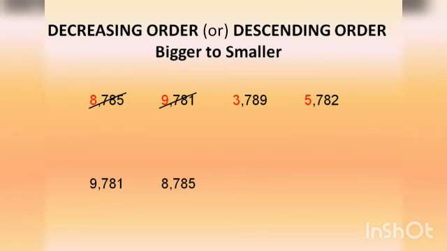Then move on to 3 and 5. Which is the biggest number? 5 is the biggest number. You strike it out and write it. The remaining number is 3000. You strike this out and write it. Descending or decreasing order, big to small.